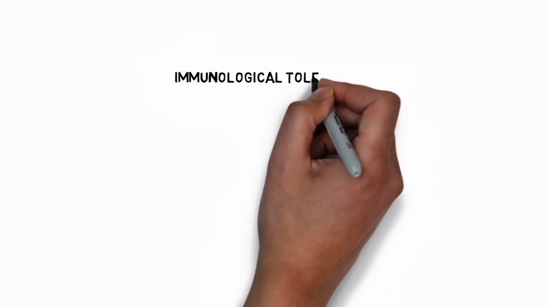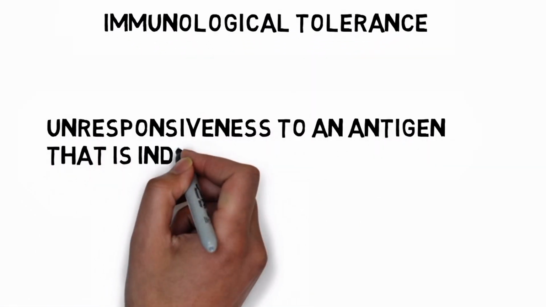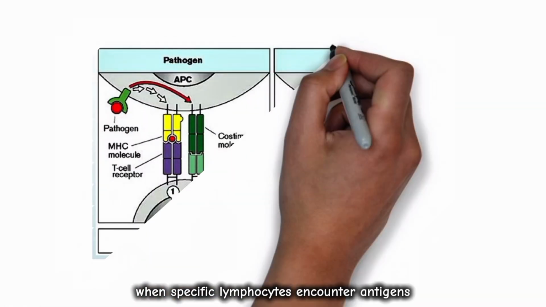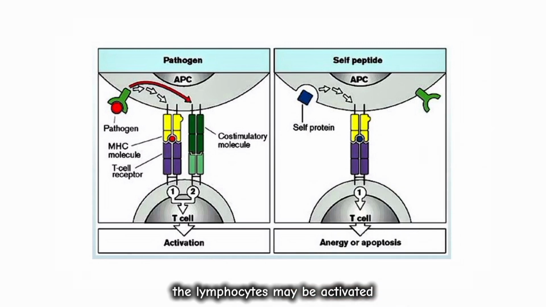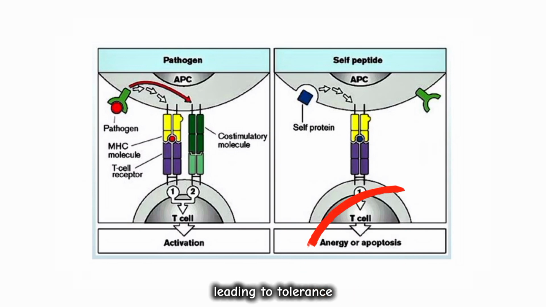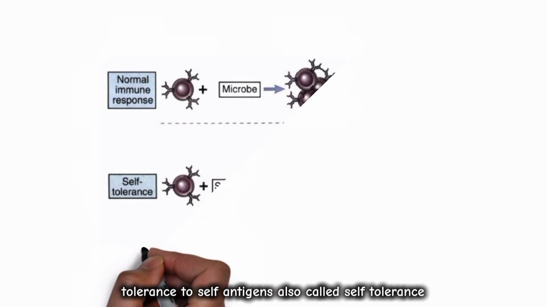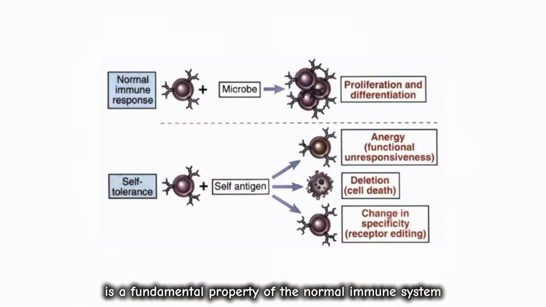Immunological tolerance: unresponsiveness to an antigen that is induced by previous exposure to that antigen. When specific lymphocytes encounter antigens, the lymphocytes may be activated, leading to immune responses, or the cells may be inactivated or eliminated, leading to tolerance. Tolerance to self-antigens, also called self-tolerance, is a fundamental property of the normal immune system.